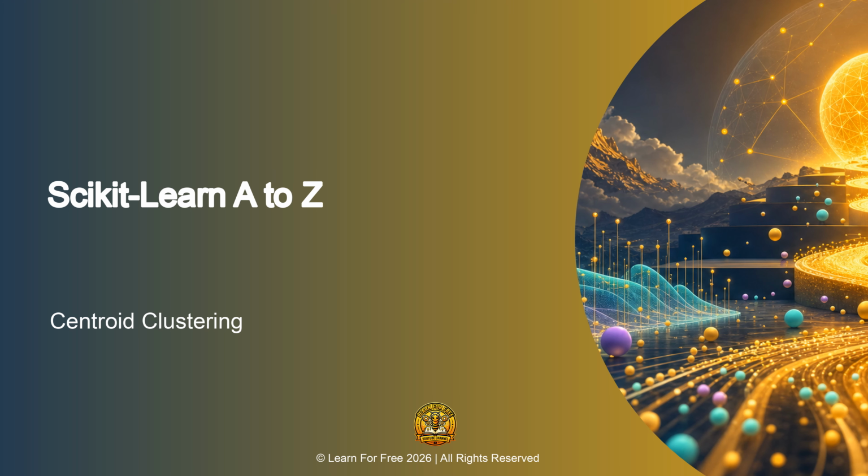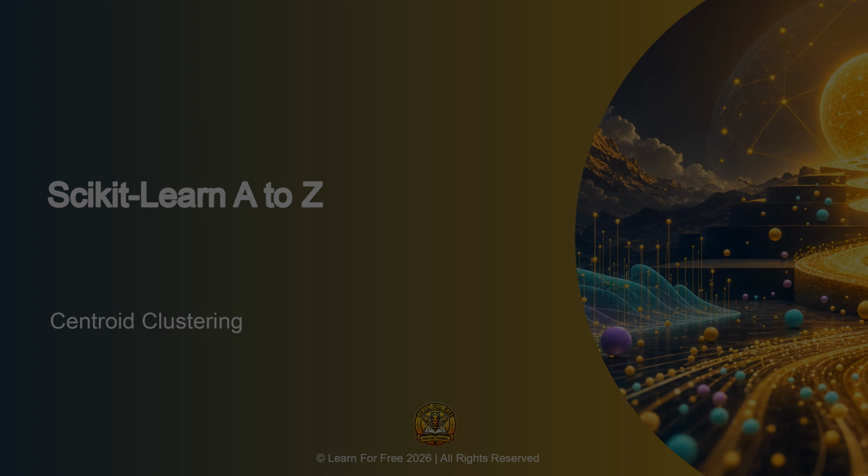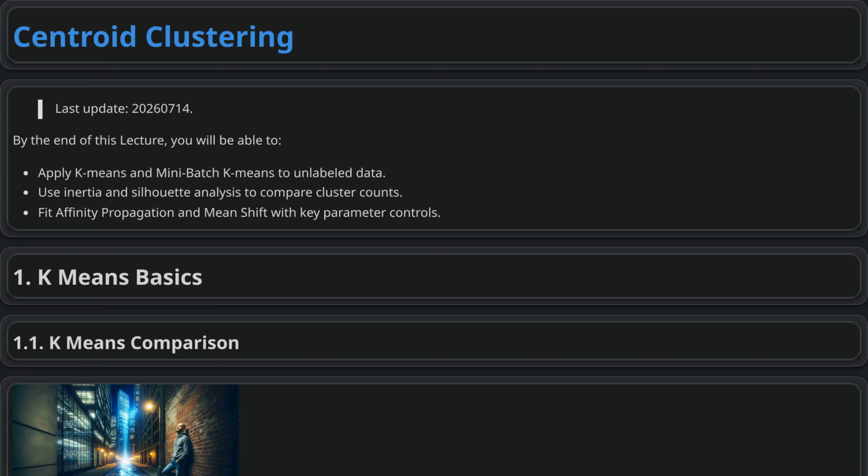Module 22, Lecture A, Centroid Clustering. By the end of this lecture, you will be able to apply k-means and mini-batch k-means to unlabeled data, use inertia and silhouette analysis to compare cluster counts, and fit affinity propagation and mean shift with key parameter controls.